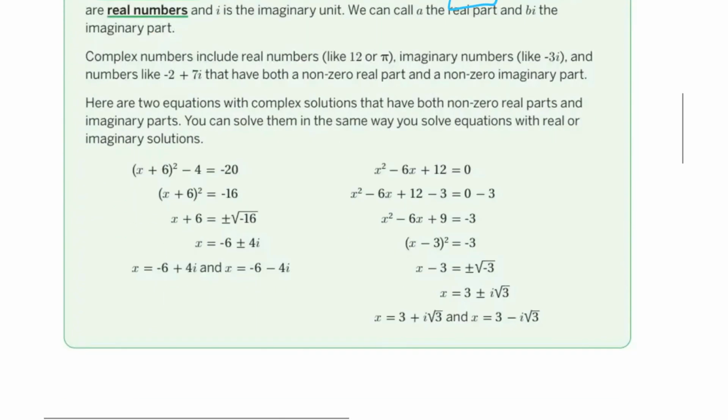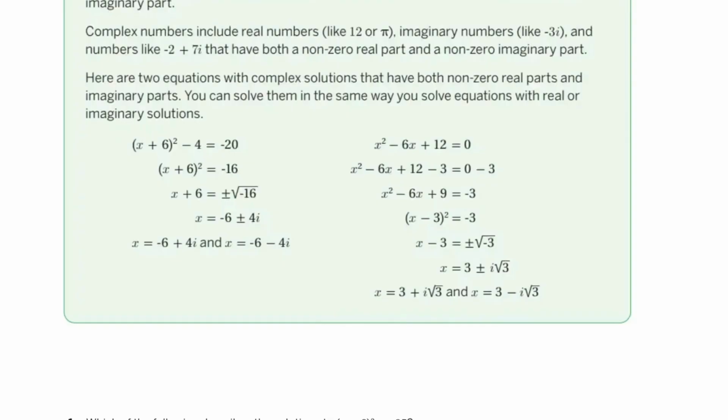So a couple of examples here. Two things that we're going to go through: once we get to this step right here, we add the 4 to both sides, we take the square root, and then when we're square rooting the negative, that's where we get that i in our answer.